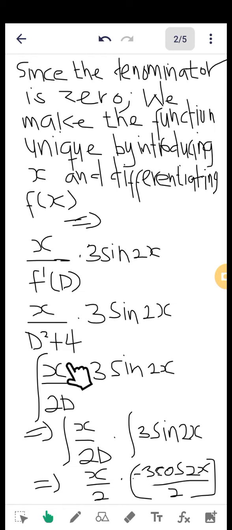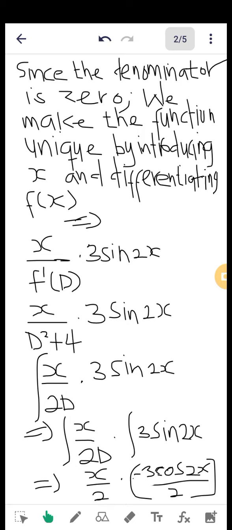Then after that we integrate the x over 2D. But because x is a constant, we are only concerned about the 2D. You know that 2 is a constant and D is a derivative. Anytime we integrate a derivative, the derivative is going to cancel the integral. So when we integrate x over 2D, the differential takes away the integral, and you are going to get x over 2.